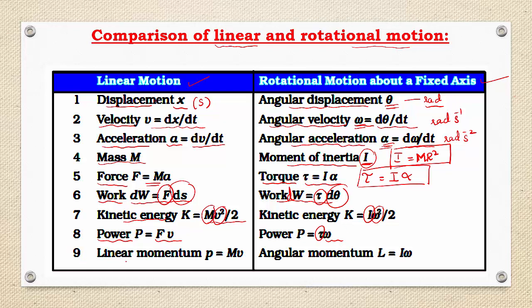Then last term, the ninth one. Linear momentum is given by P equal to mv. Angular momentum is given by L equal to I omega. In place of mass, moment of inertia. In place of velocity, we have to write angular velocity. L equal to I omega.